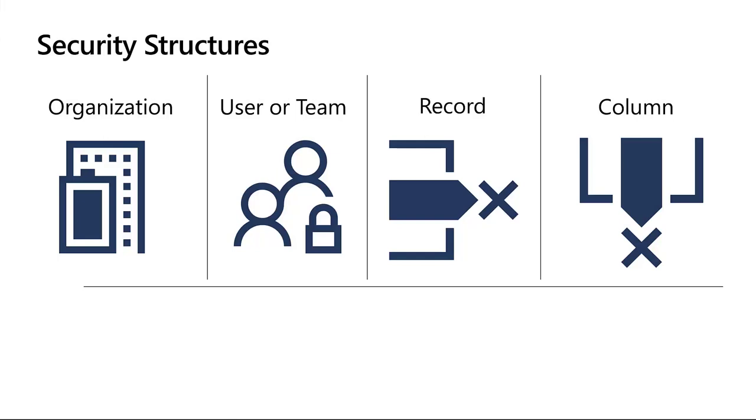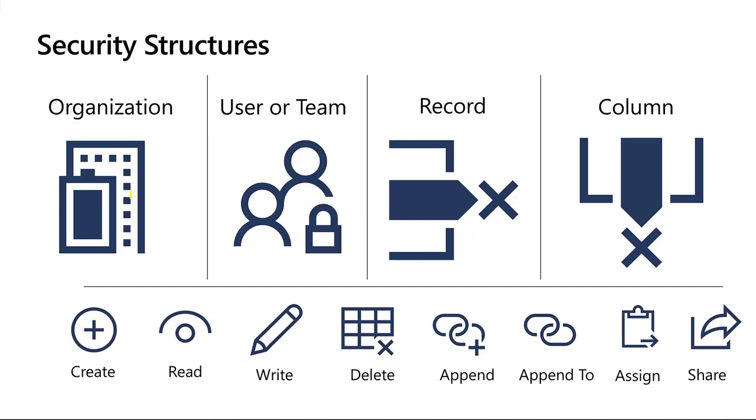So just to recap, we've looked at organization-owned records, and we've looked at how the different security settings, create, read, write, delete, append, append to, assign, and share, apply to organization records. At least these ones on the left apply to them. And really what those mean, like how do we control what they can append and append to different related records? For user and team records, we also looked then at how can we use business units to control which records are available to who, and what does it mean to assign or share those records? And then we looked at record level security too, which is where sharing comes in.